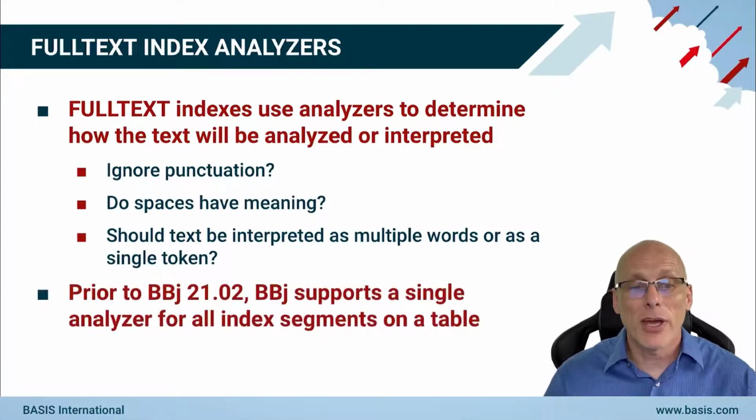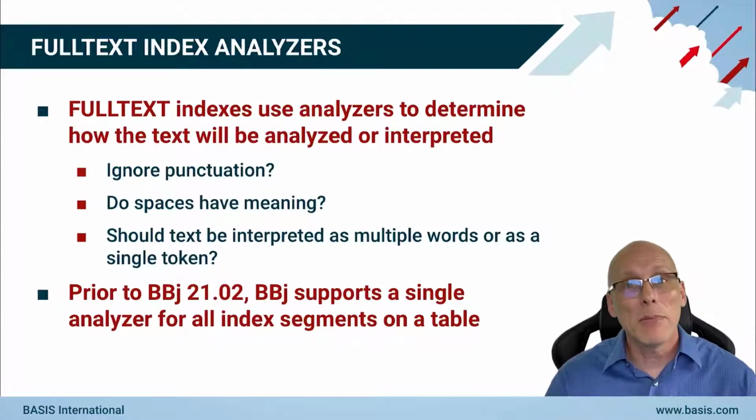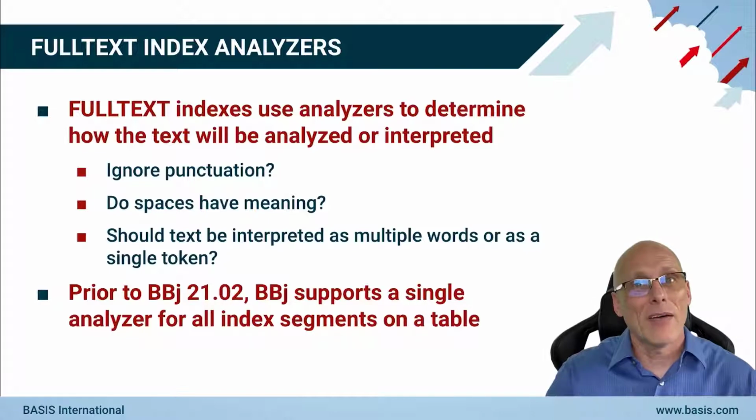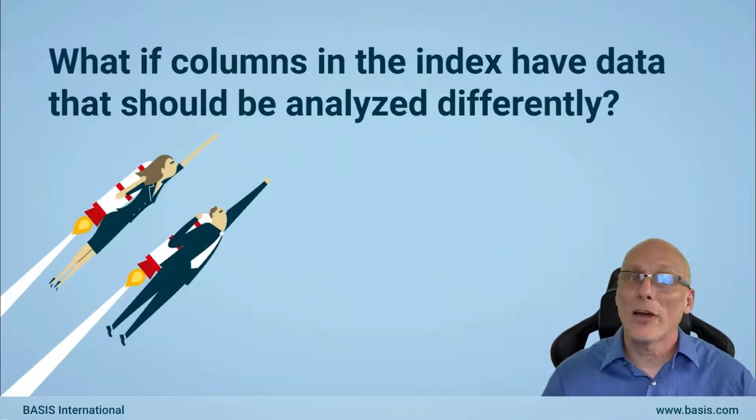Prior to BBJ 2102, BBJ supports a single analyzer for all index segments on a table. Keep in mind that any one table can only have one full text index present at a time. That means that all of the columns that you're interested in searching using the full text capabilities would have to have the same analyzer. And you can imagine maybe how that could become a problem.